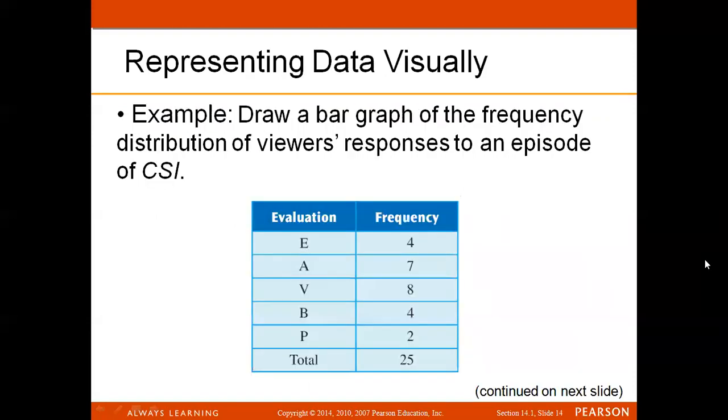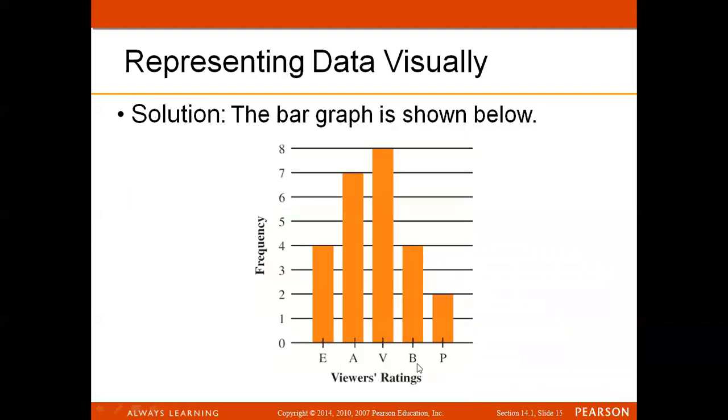Example, draw a bar graph for the frequency distribution of visitors' responses to an episode of CSI. So here we have our frequency table of E, A, V, B, P with frequencies 4, 7, 8, 4, or 2. And we can put the E, A, V, B, P on the horizontal axis and the frequencies on the vertical axis.